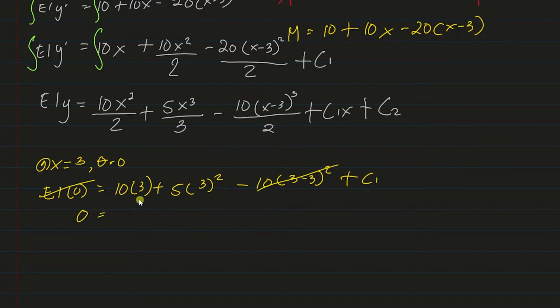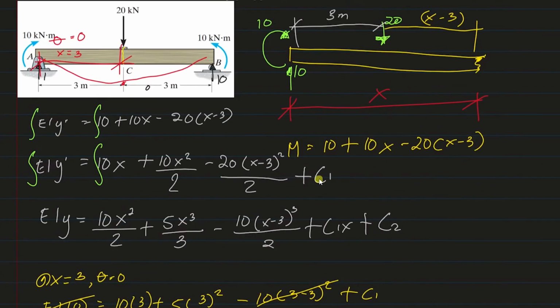So, 10 times 3 is 30, plus 3 squared is 9, and 9 times 5 is 45. Is that right? 9 times 5 is 45, yes, that's right, plus C1. So, transpose it: 30 plus 45 is equal to 75, but transposed to the other side it becomes negative. So C1 is negative 75. There, we have solved for C1.